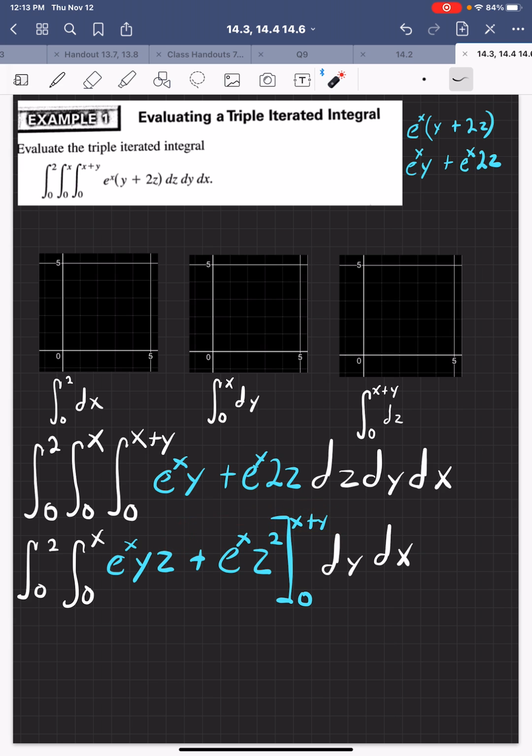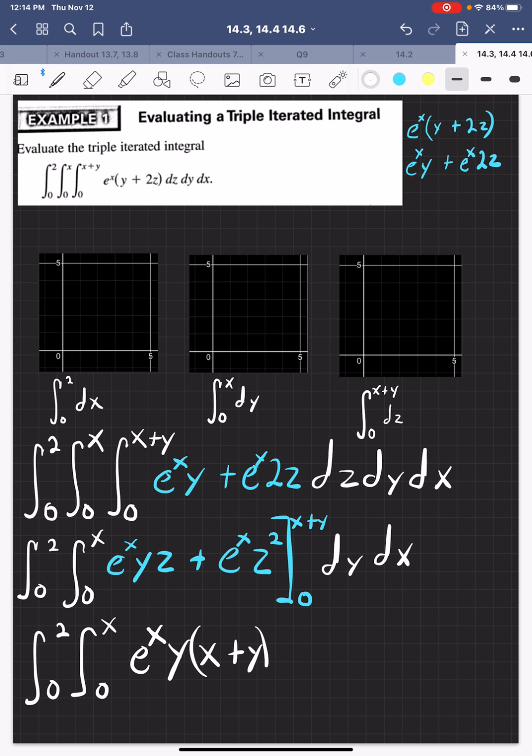We are going to end up having to FOIL, or we don't have to, but it's just easier in our integration process if we were to FOIL that. But let's not jump ahead. Let me at least substitute it first. So this is going to end up being e to the xy times x plus y, and this is going to be plus e to the x, and now x plus y squared.